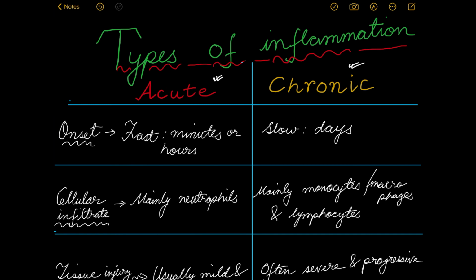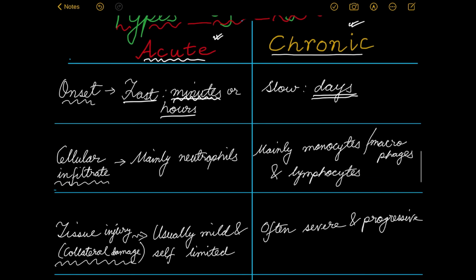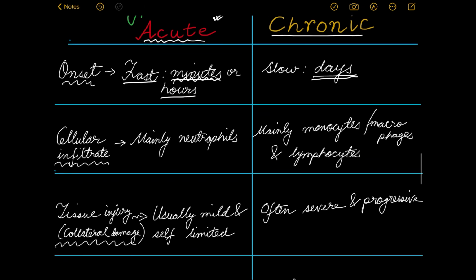So if I say that the inflammation is acute, it means that the onset of inflammation is fast, within minutes or even hours. Okay, it can be hours, but it's typically within minutes that the inflammatory process starts. Whereas for chronic inflammation, the onset is days. It takes days to actually initiate the chronic inflammatory process. First, let's get on with the differences, and then I'll actually explain in detail what these two terms mean.